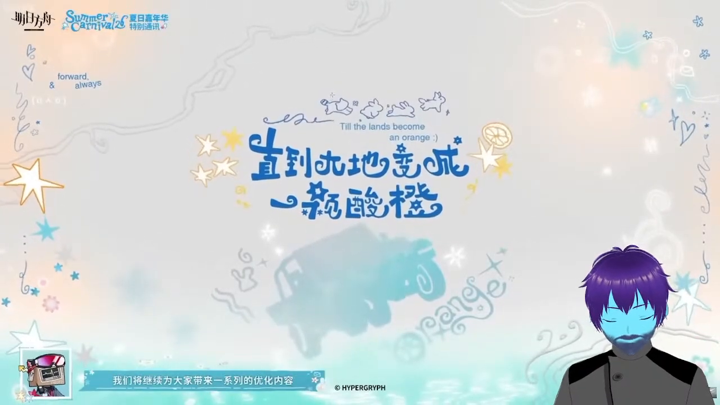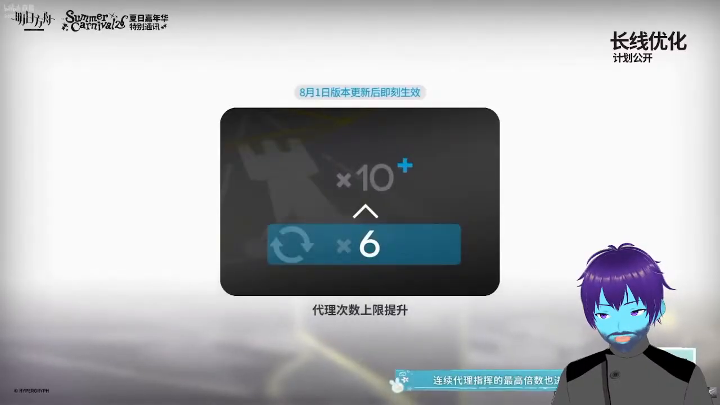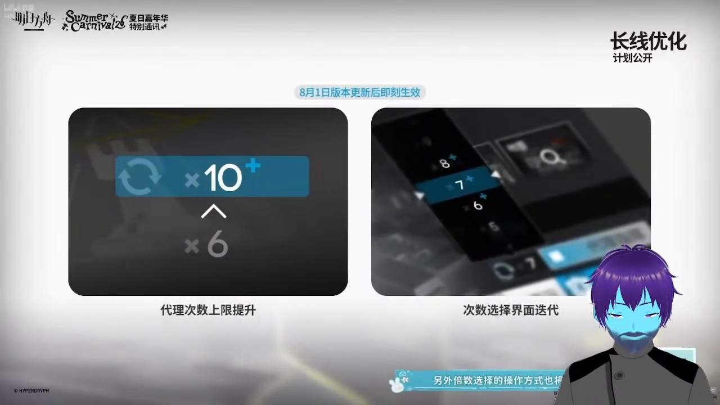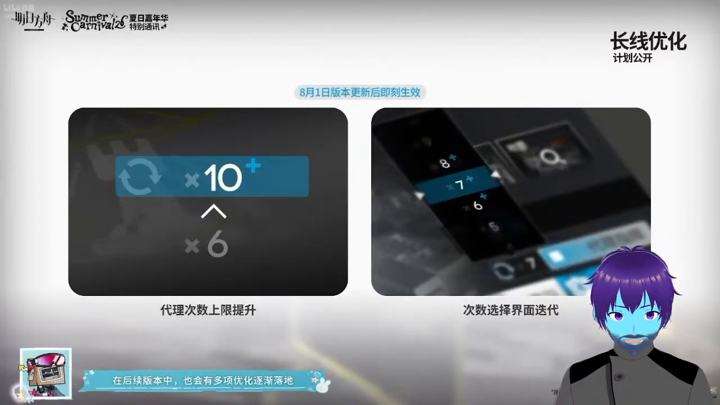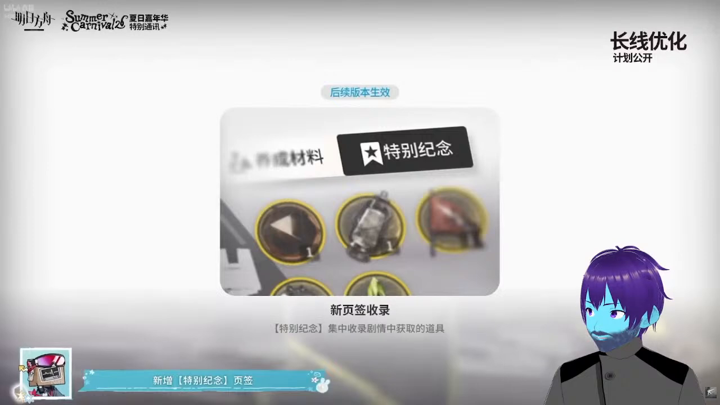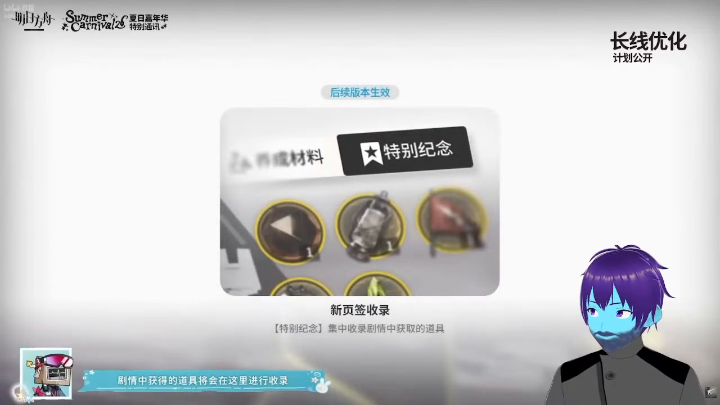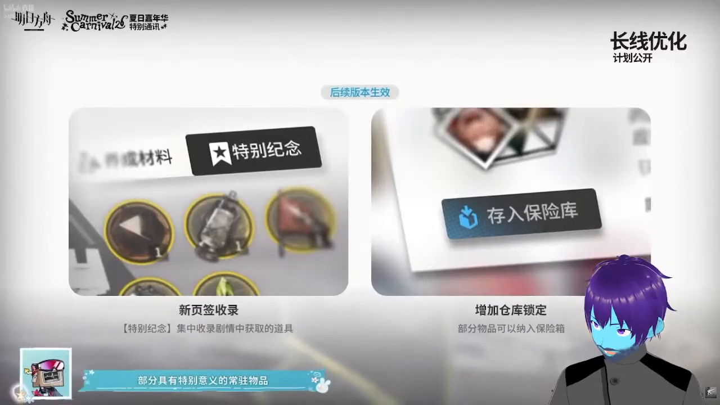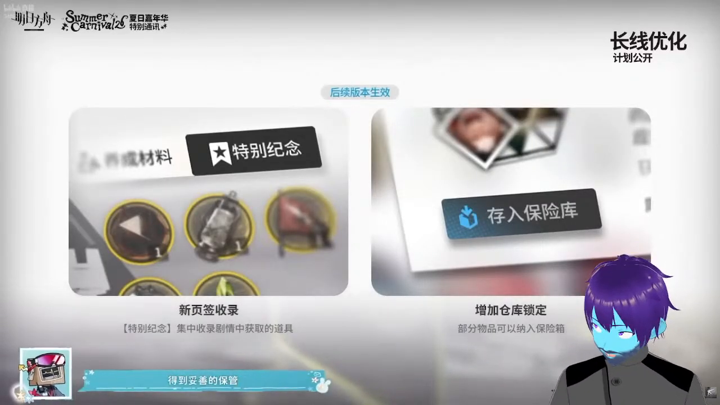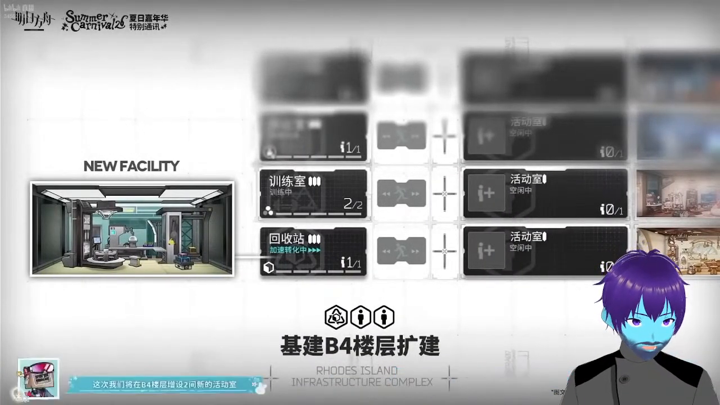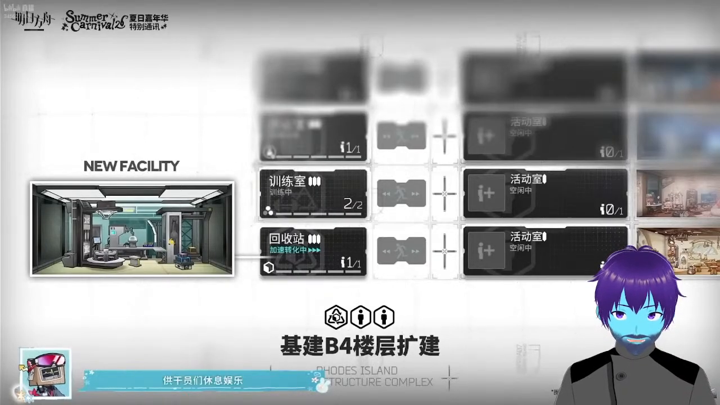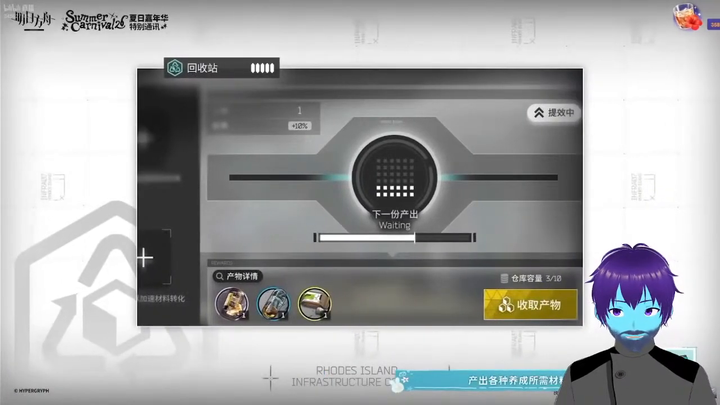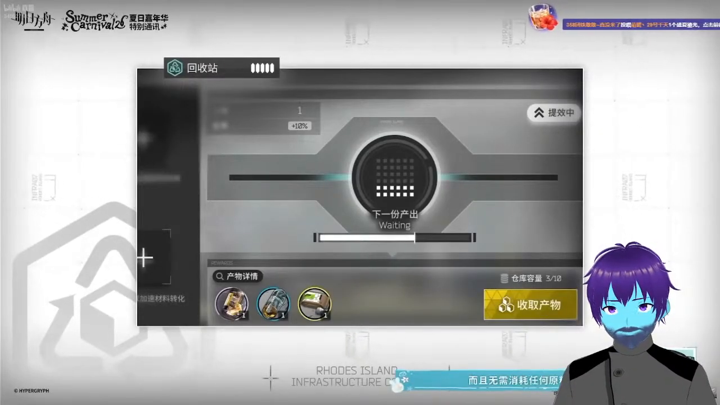接下来几个月里，我们将继续为大家带来一系列的优化内容。随着理智上限的不断扩充，连续代理指挥的最高倍数也进行了提升。等到新版本开启后，最高倍数就会从6提升到10。另外，倍数选择的操作方式也将同步调整。在后续版本中，也会有多项优化逐渐落地。首先，仓库功能将会升级，新增特别纪念页签，剧情中获得的道具将会在这里进行收录。博士一路走来的故事印记都会被永久珍藏，同时还会新增仓库锁定功能，部分具有特别意义的常驻物品将可以存入保险库中，得到妥善的保管。另外，罗德岛的基建也将再次迎来扩建。Oh, there's a new facility. 这次我们将在B4楼层增设2间新的活动室，供干员们休息娱乐。Alright. So it's what, roads, island? 同时，一种全新的功能设施回收站也将投入使用。I assume it's infrastructure complex. 博士们可以利用回收站产出各种养成所需材料，Yep, infrastructure complex. All right. 产出过程是自动进行的，而且无需消耗任何原料。It's an interesting thing.